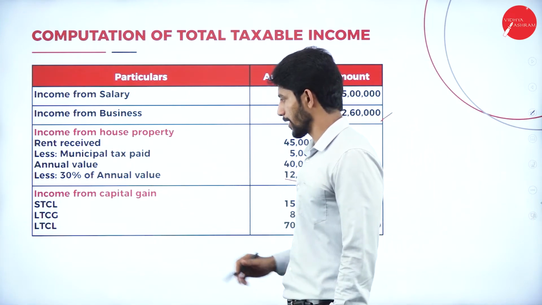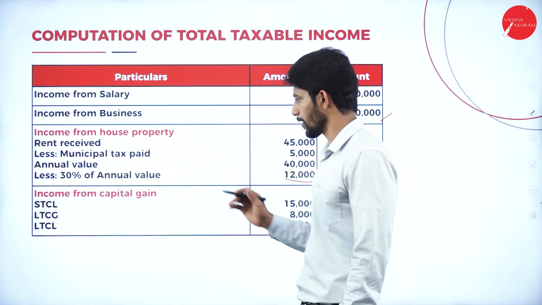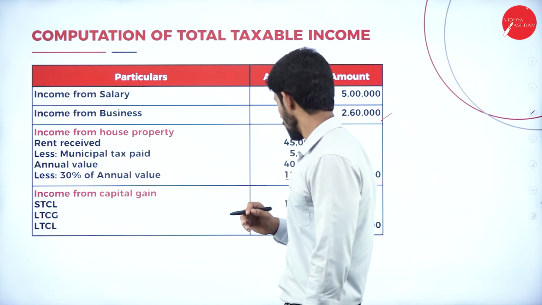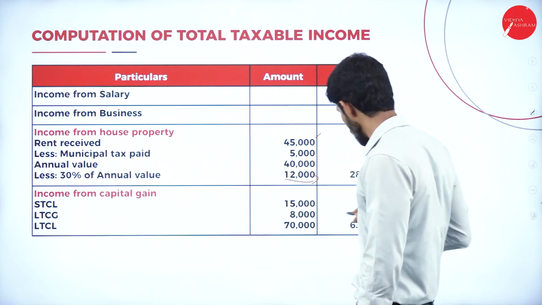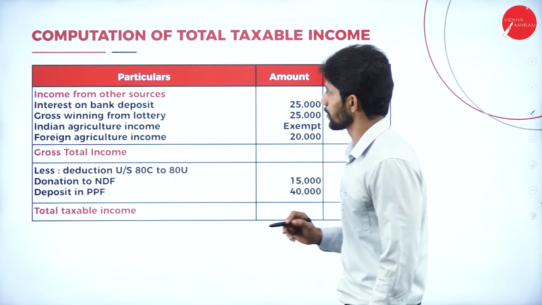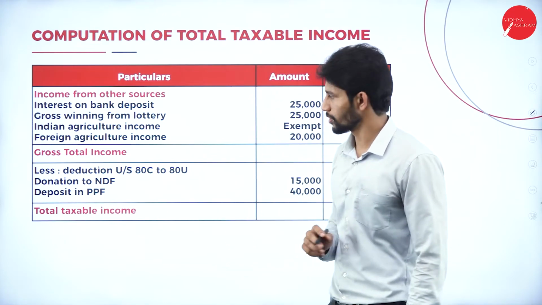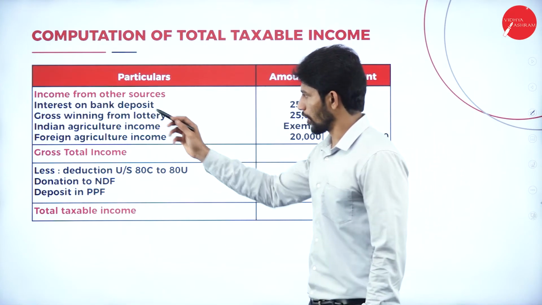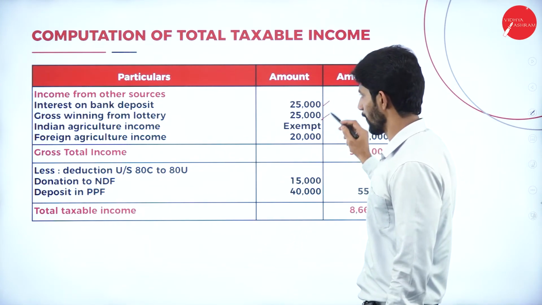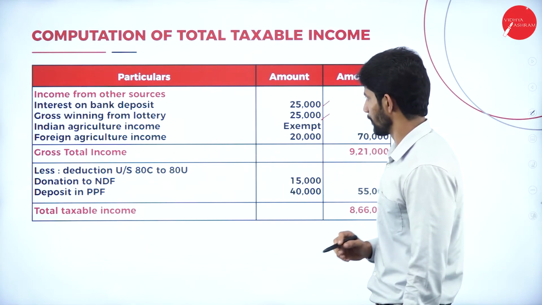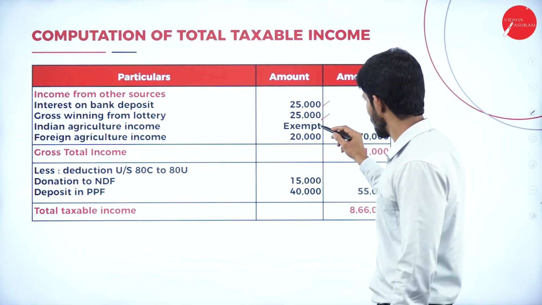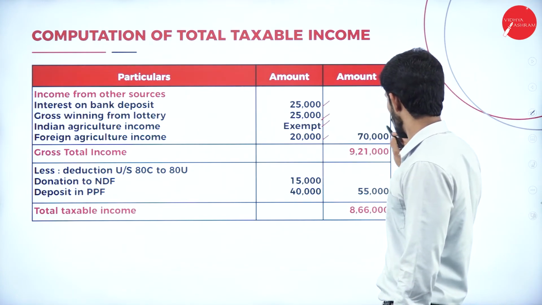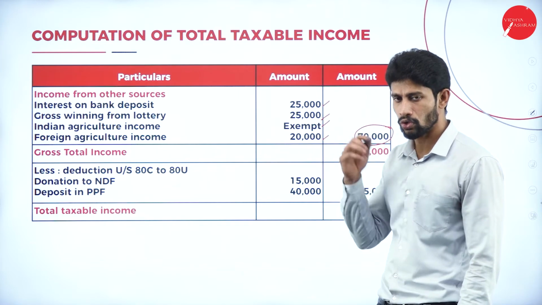Next, income from capital gain. Short-term capital loss, rupees 15,000. Long-term capital gain, rupees 70,000. Long-term capital loss, rupees 8,000. So balance outer column, 63,000. Moving on, income from other sources. Interest on bank deposit, 25,000. Gross winning from lottery, 25,000. Agriculture income, that is Indian agriculture income, it is exempt. Next, foreign agriculture income, it is 20,000. Outer column, 70,000. So total the outer column.